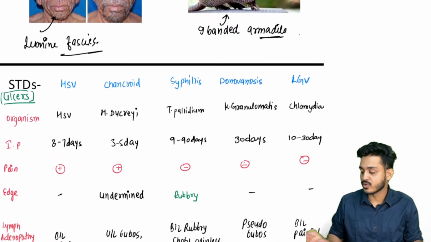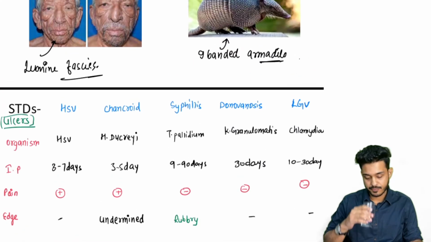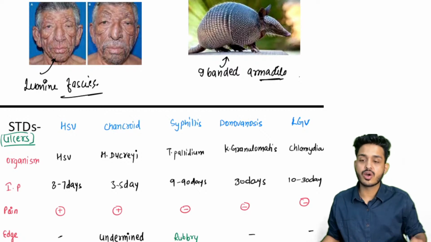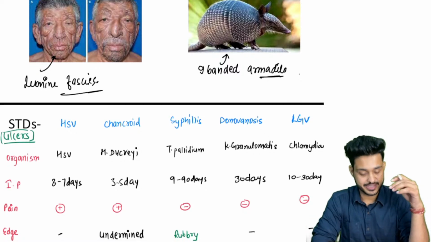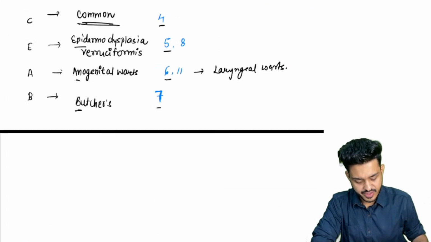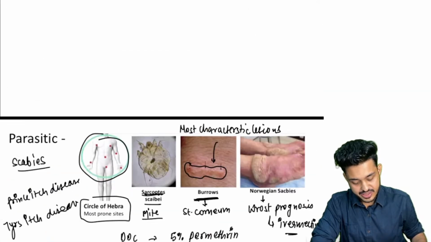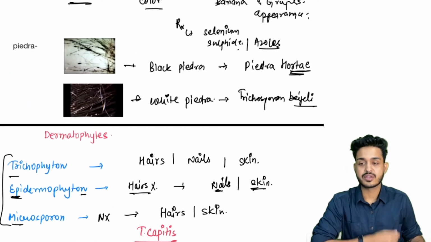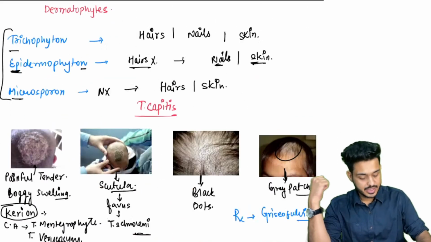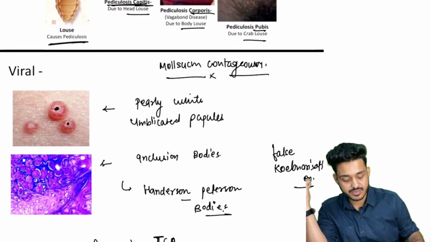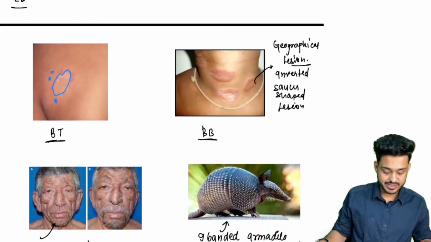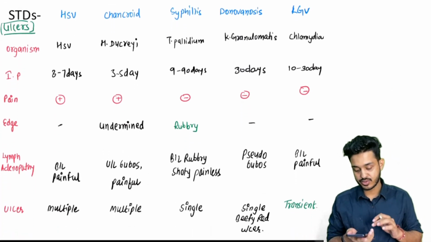Now let's talk about the STDs, the sexually transmitted diseases. We have seen the bacterial infections, the viral infections, the parasitic infections, and we have also seen the fungal infections. Apart from this, now let's talk about the sexually transmitted diseases. Are you guys understanding? If you are having any doubts, do let me know.